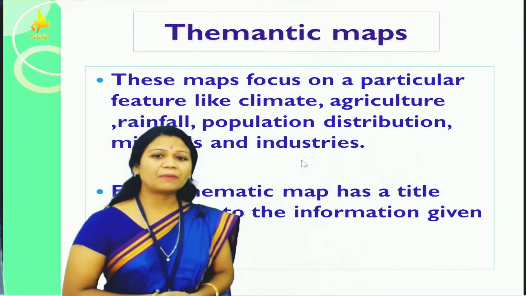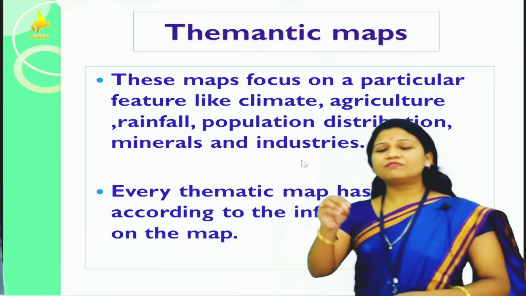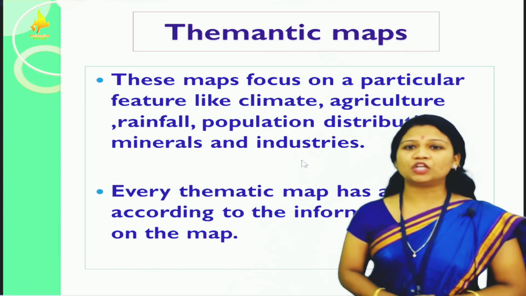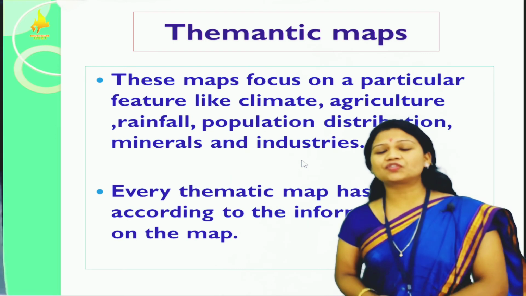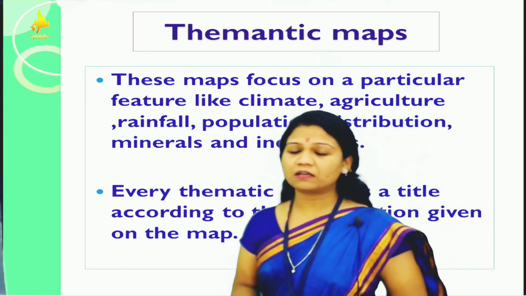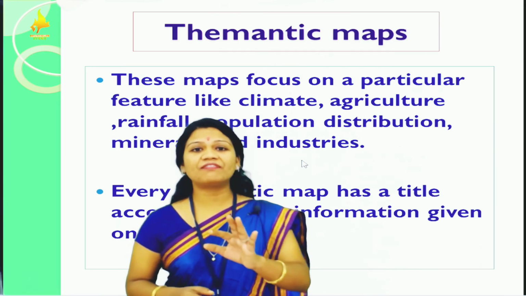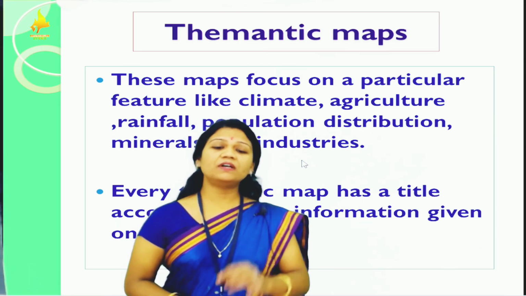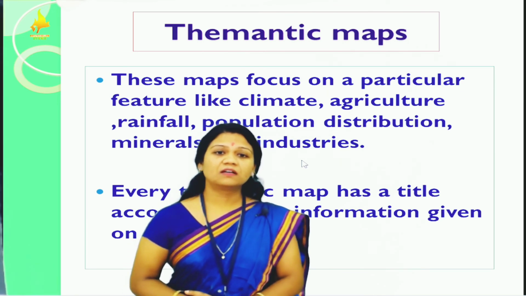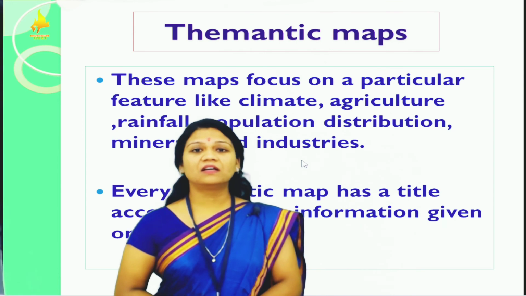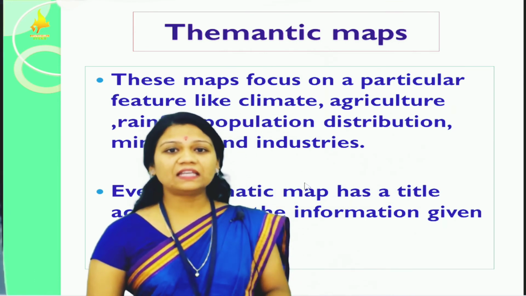Every thematic map has a title according to the information. What type of information is given there? For example, population, distribution of rainfall or minerals, or industrial development or educational development. That we can understand comparatively with the help of a graph or the thematic map. Even an index is shown there. They use different signs, symbols, and letters, which are also very useful when we are studying any map.